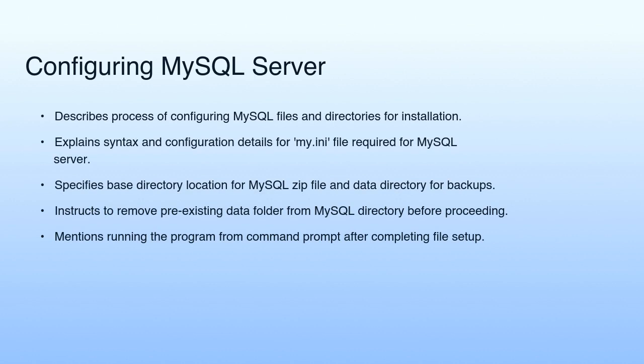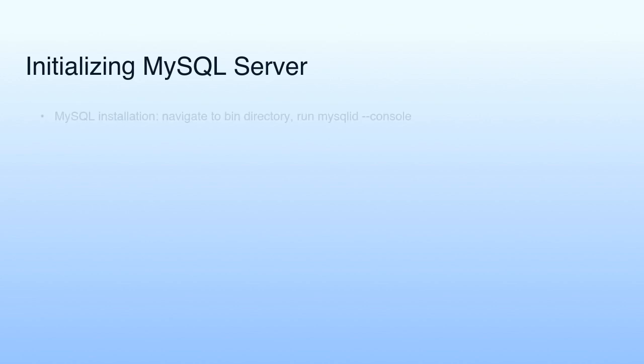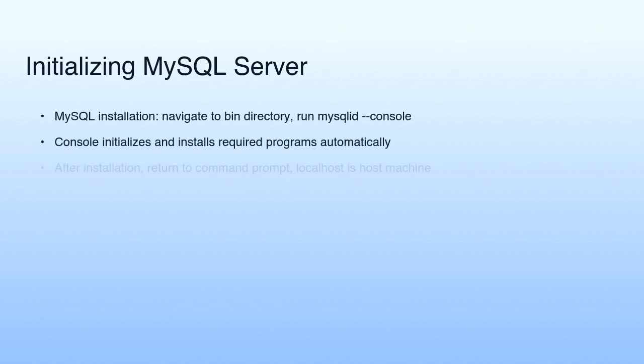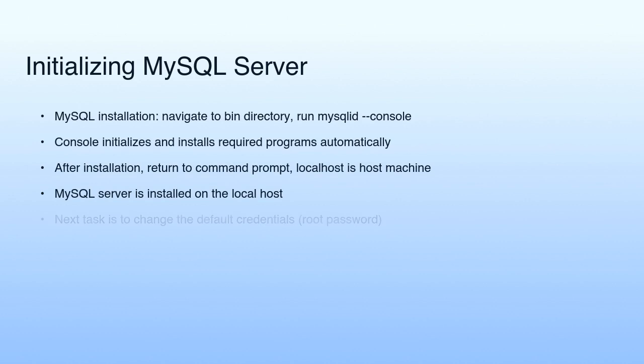The configuration process involves setting up the my.ini file with the appropriate syntax and directory locations, while also removing any pre-existing data folders. After the file setup is complete, the installation can be initialized by navigating to the bin directory and running the mysqld command from the command prompt. This triggers an automatic installation of the required programs, establishing the MySQL server on the local host.